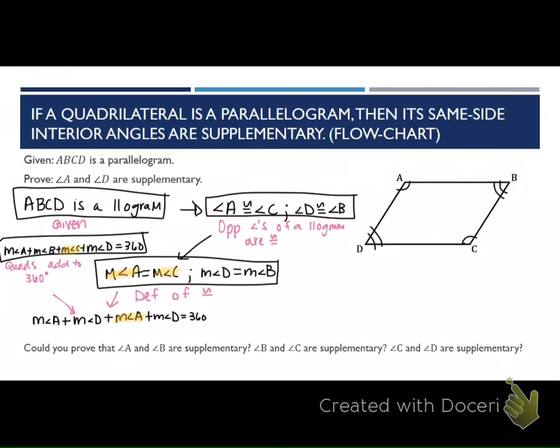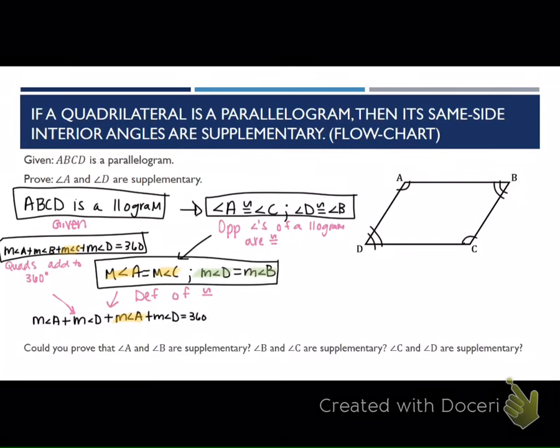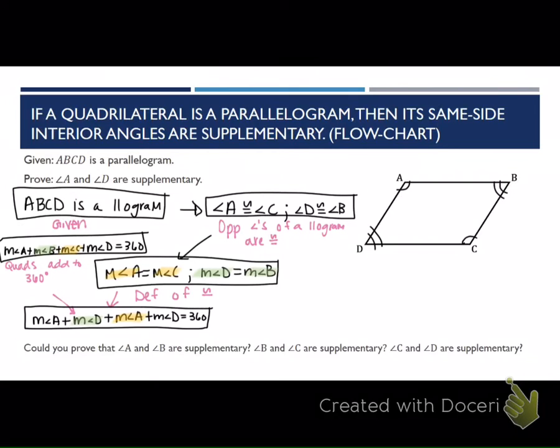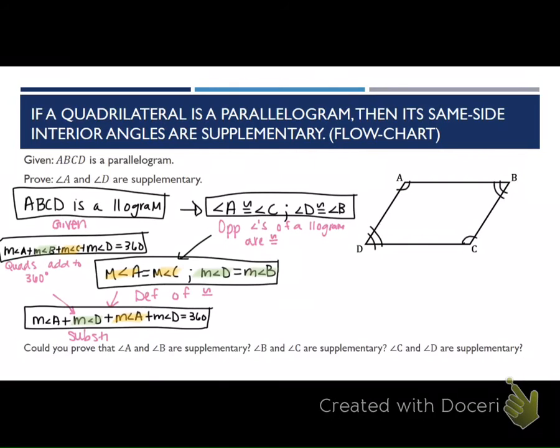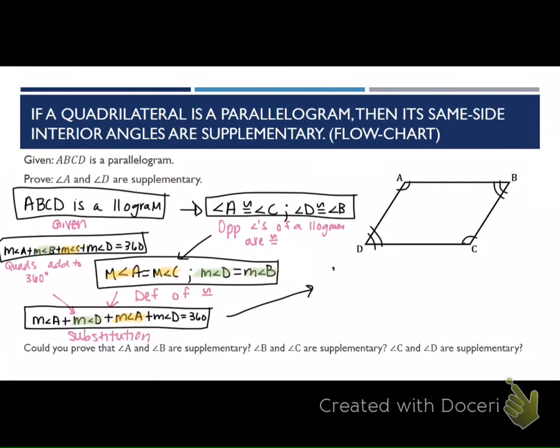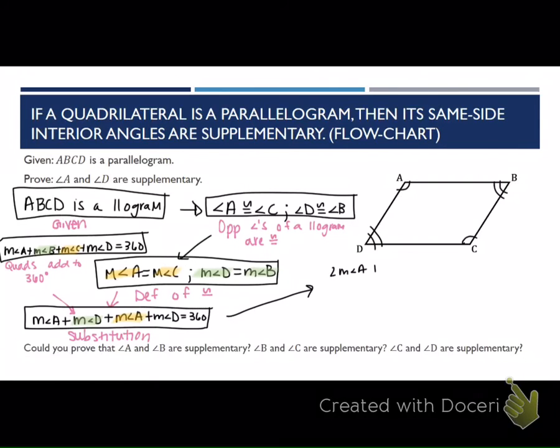We know that D and B are the same. So where there's a B, we replaced it with a D. Do you guys see that there? Yes. So that is by substitution. Now we can combine like terms. How many A's do we have? Two. And how many D's do we have? Two. And that's by substitution.